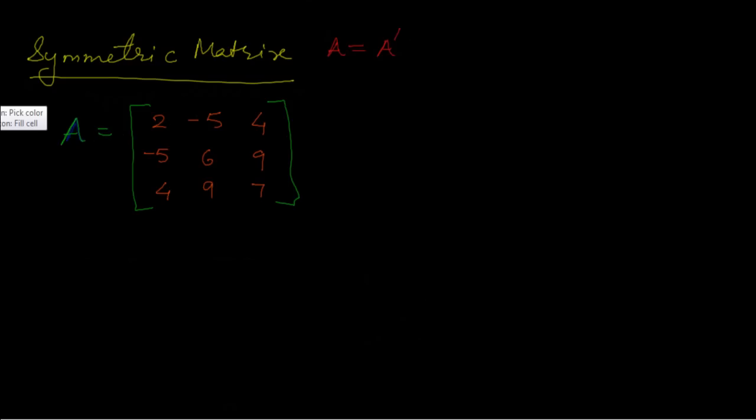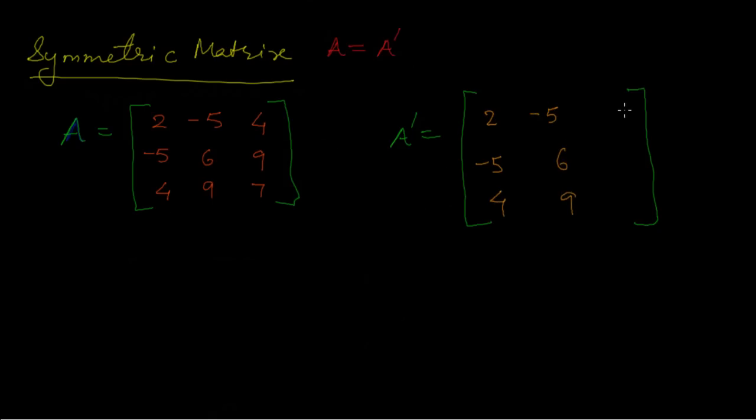So what would be the transpose of this? I have already explained how to get the transpose of a matrix. We just have to convert the column into row and the row into column. So we convert this row into column: 2, -5, 4, then this row into column: -5, 6, 9, then this row into column: 4, 9, 7.